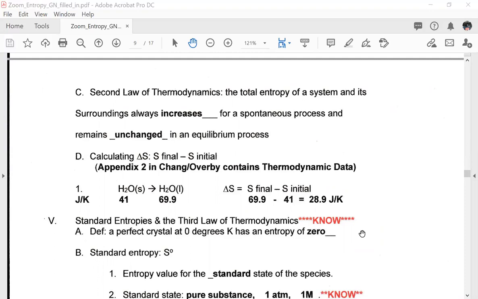Appendix 2 is in your Chang overview and it contains the thermodynamic data. So let's look at a simple question. We've got water solid going to water liquid. So you look in your appendix 2, you assign the entropy of the water that's a solid, and the entropy of the water that's a liquid. And then here's your final, 69.9. Here's your initial, 41. So the change in entropy is always going to be final minus initial. And so for this process, it's 28.9 joules per Kelvin.